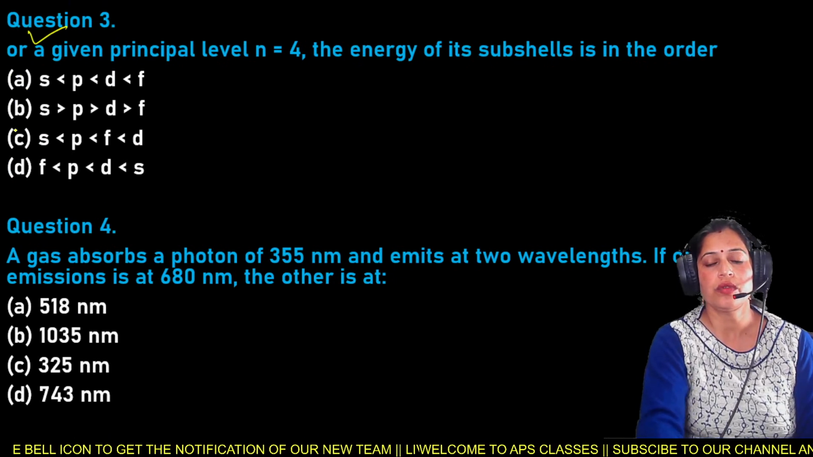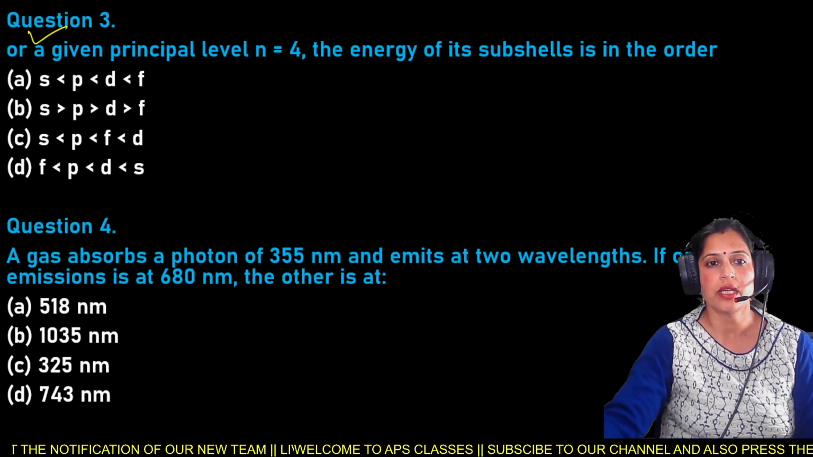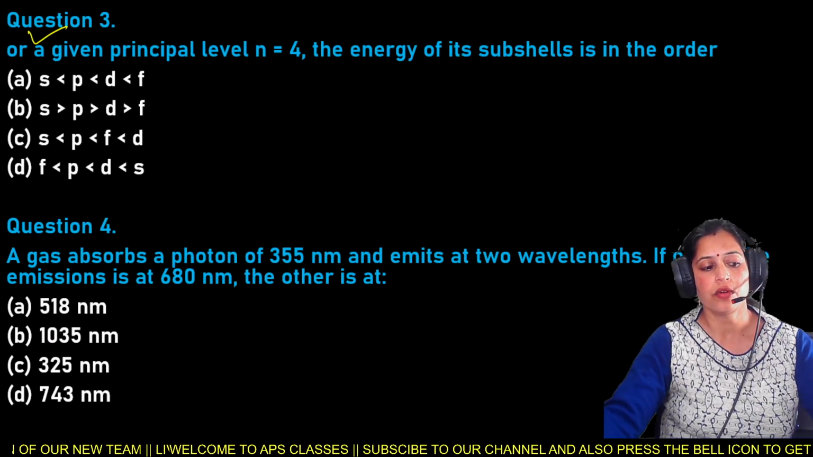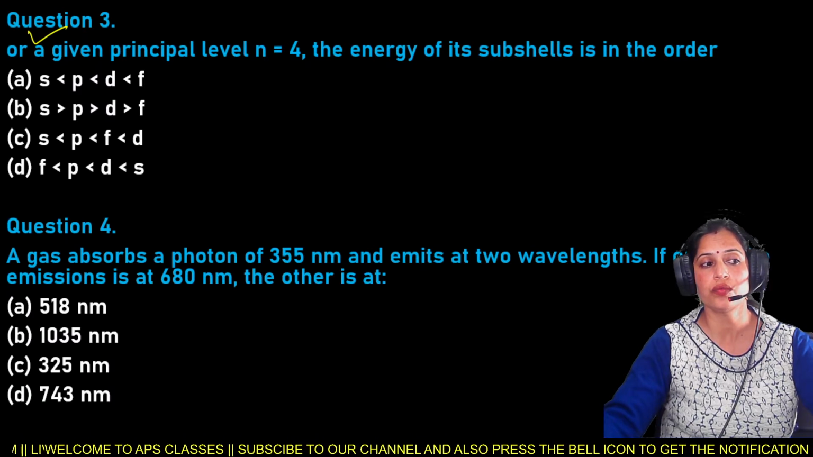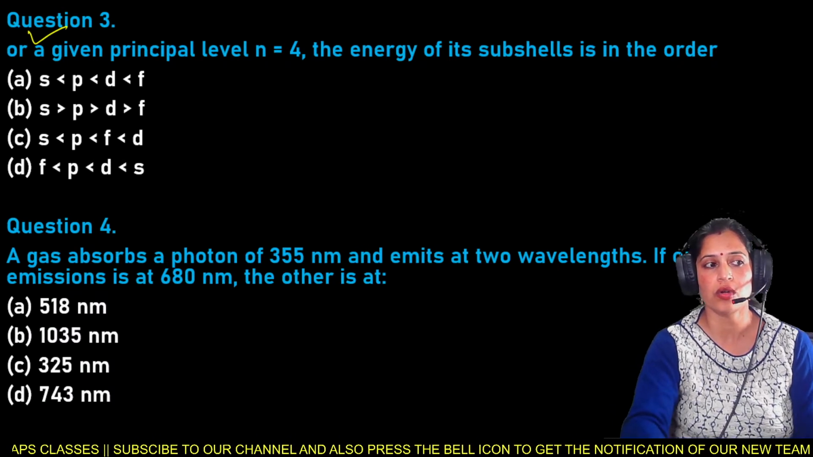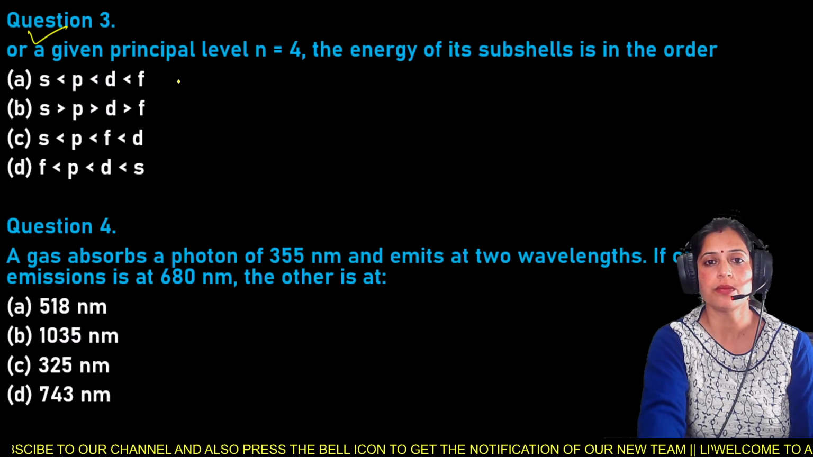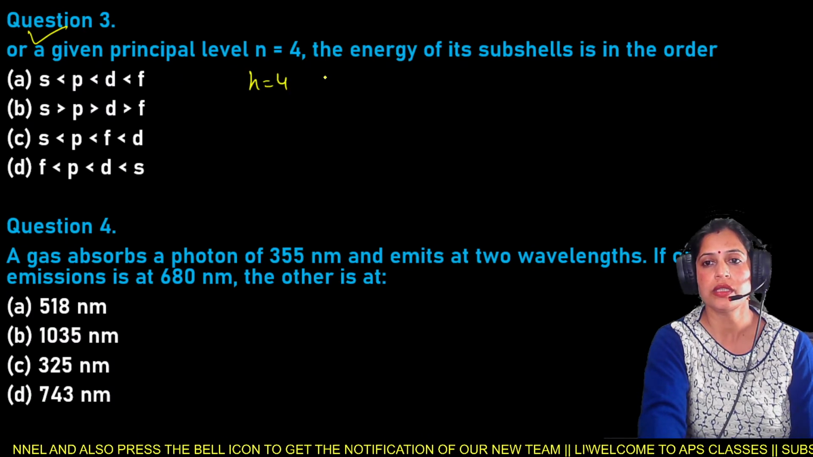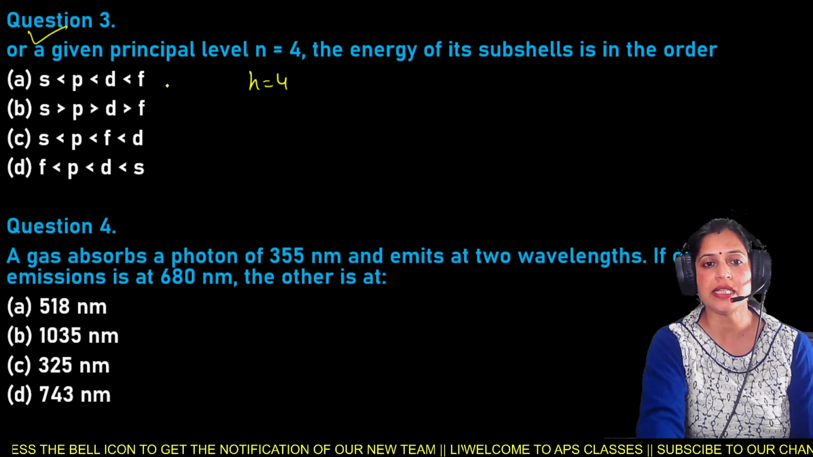Next is your question number 3. For a given principal level n is equal to 4, the energy of its subshells is in the order: S less than P less than D less than F.